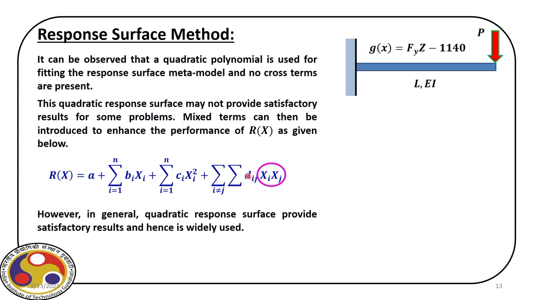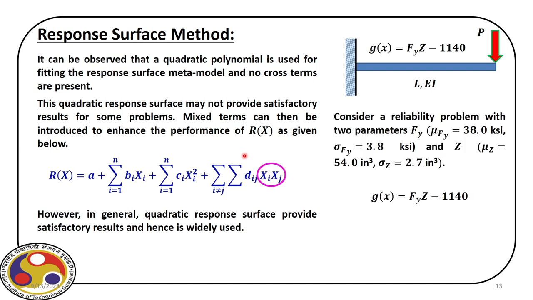The task is to find out all these constants. The moment we have cross term, in this case our constants are A, Bi, Ci and Dij. Dij is the constant between the two random variables Xi and Xj. However, in this case also, the moment we solve these constants, we know the Rx in closed form, so we can differentiate this expression and find out the gradient. So we can easily apply first order reliability method in this case.